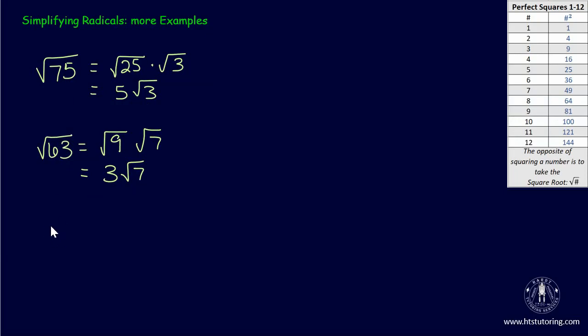All right, try this next one on your own. Square root of 72. Okay, so try to simplify that on your own. So pause the video and simplify that on your own. Okay, I'm going to assume you paused it. So square root of 72, all right? 72. Let's think about this one.